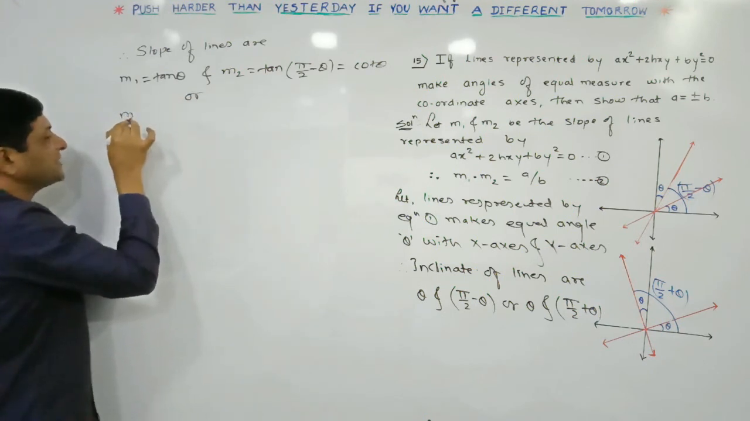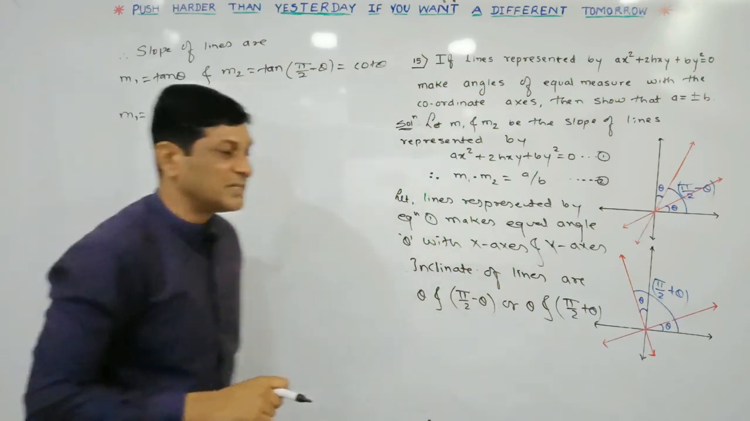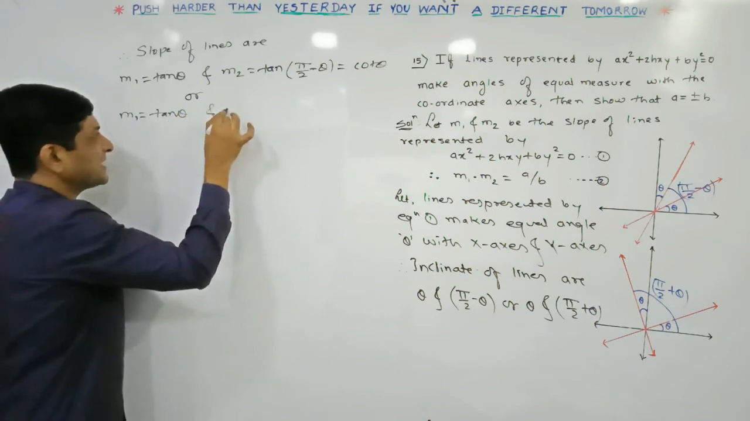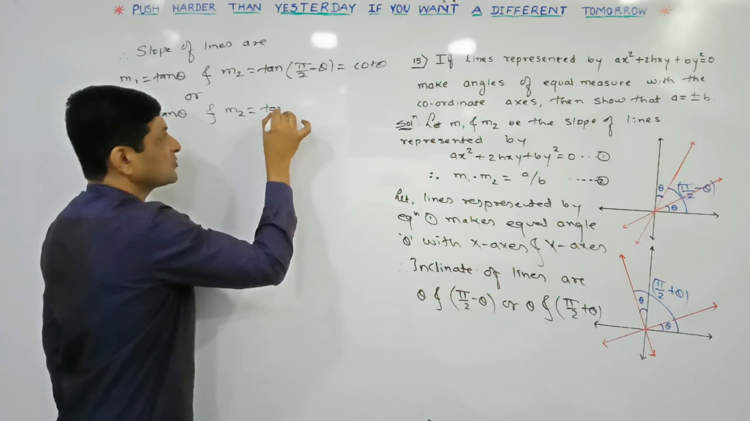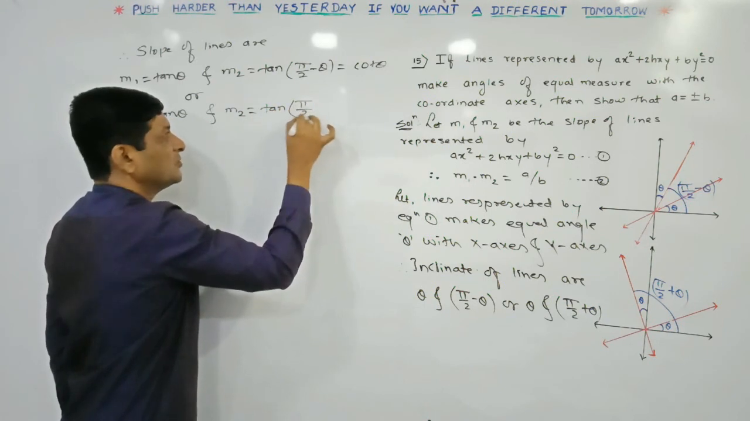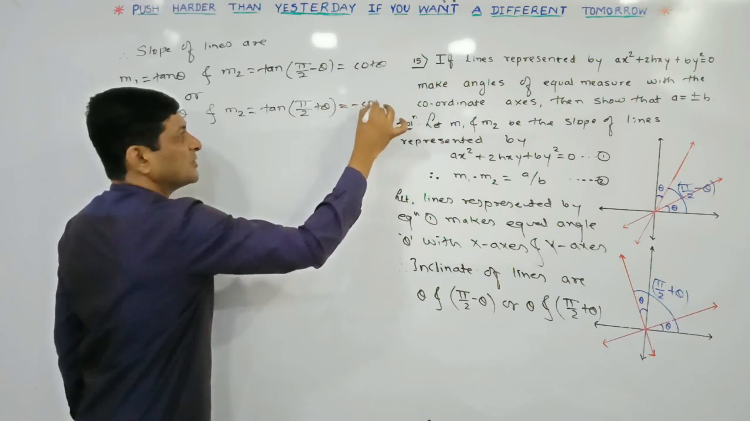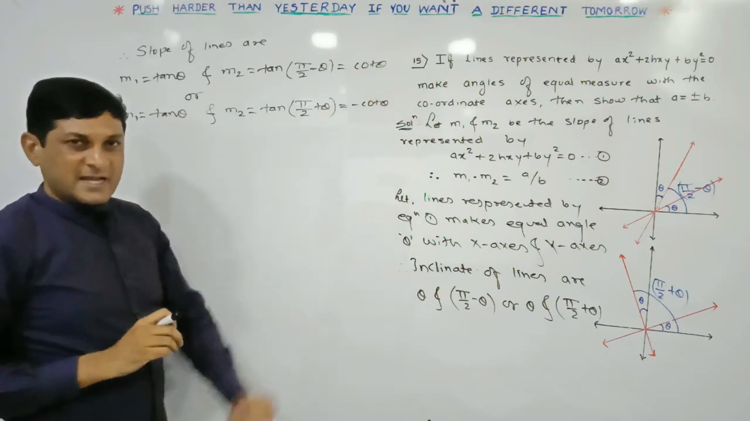Now in the second case, what have we got? The inclination is theta, which means the slope m1 is tan theta. And for the second line, what is the inclination? Pi by 2 plus theta. So the slope is tan of pi by 2 plus theta. And we know that tan of pi by 2 plus theta is equal to minus cot theta, according to allied angle formulas.